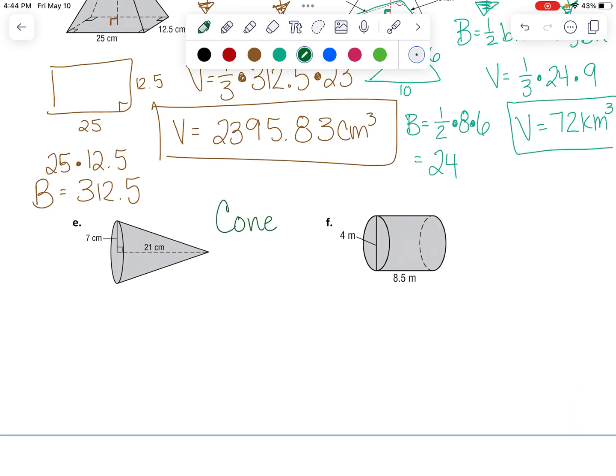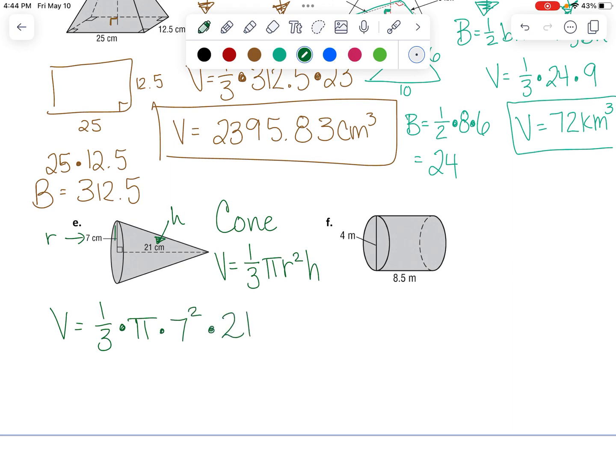Now I have a cone. Cone, thankfully, has fewer things to worry about. Volume of a cone is 1/3 pi r squared h. This is my radius because it goes from center to edge of the circle, and this is perpendicular to that circle. Therefore, that is the height. Volume equals 1/3 times pi times radius squared times the height.